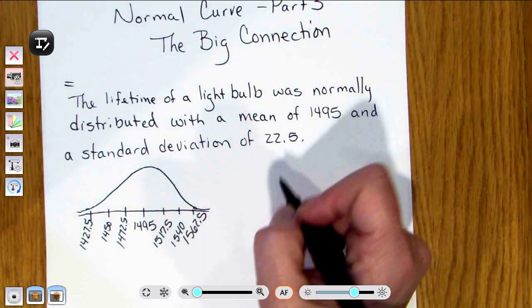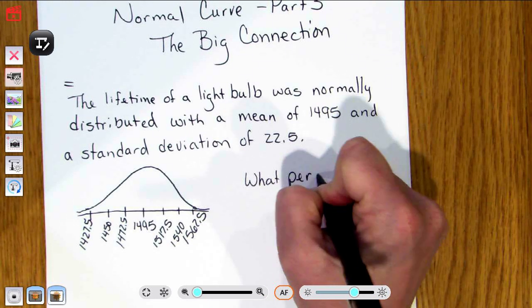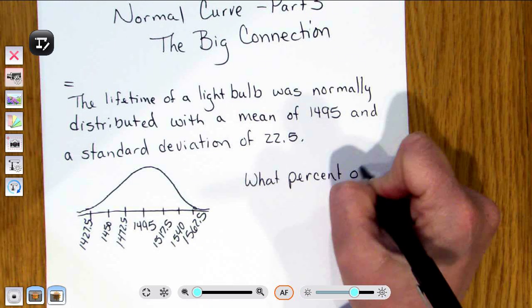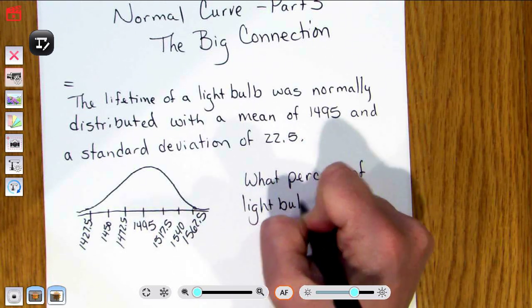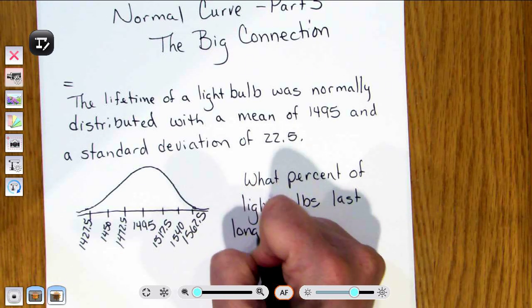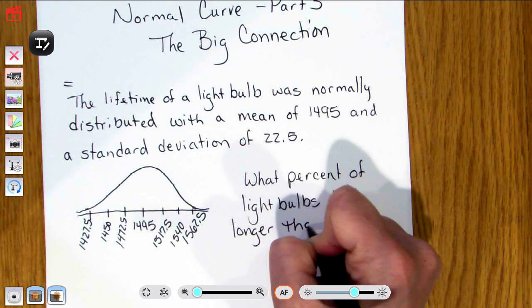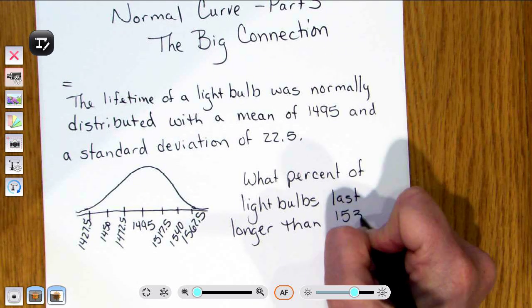So say I want to know what percent of light bulbs last longer than, let's say, 1530 hours.